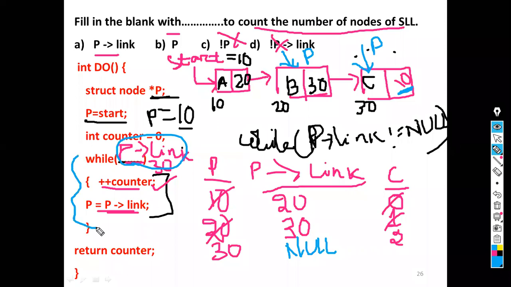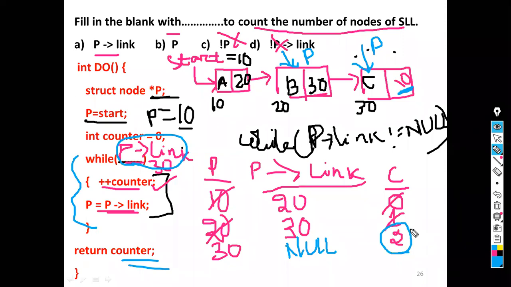Return the value of counter. Now tell me what is the counter value? 2. Right? That means it is going to return the number of nodes of the linked list equal to 2. But what is the number of nodes present? Number of nodes 3.